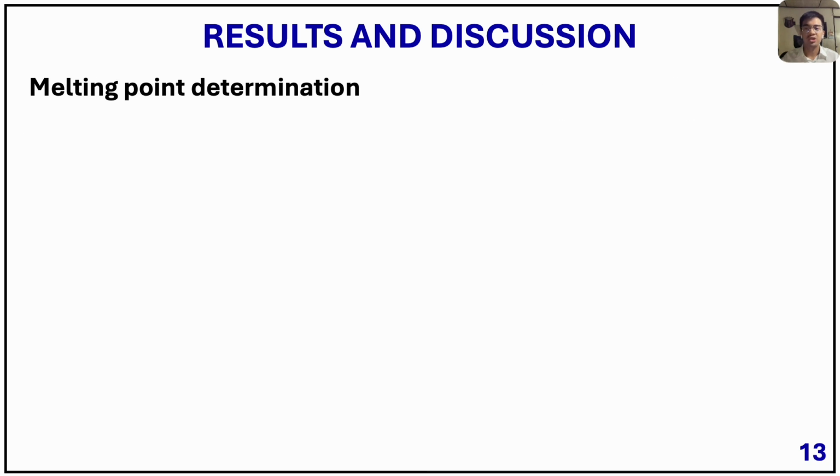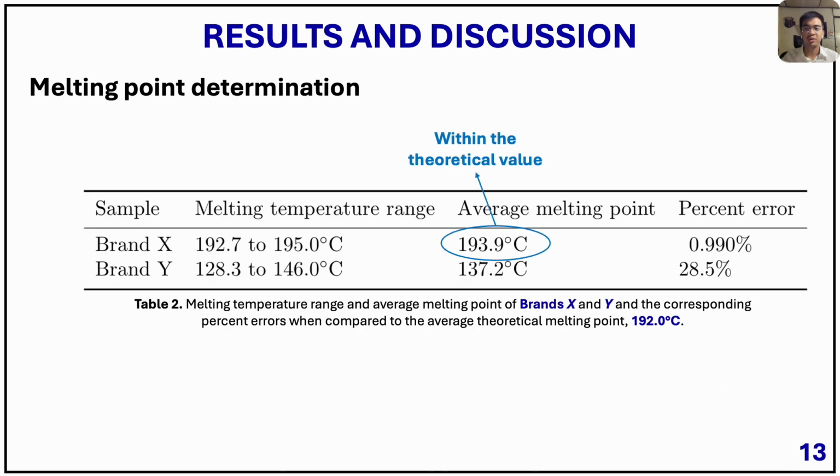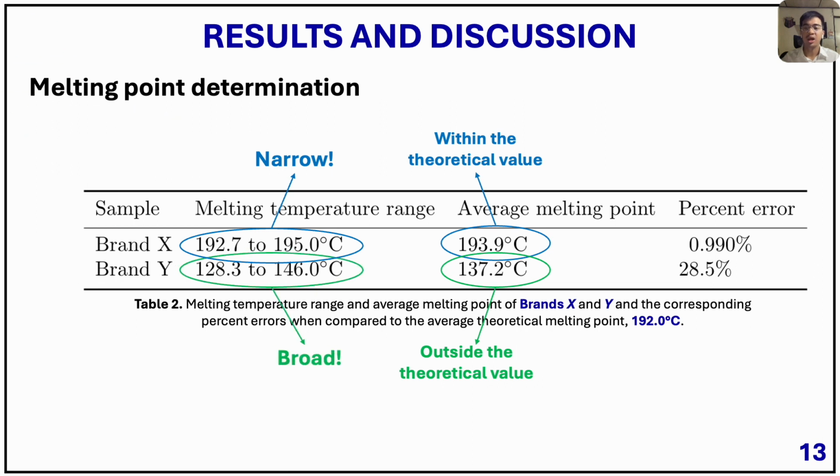In the melting point determination experiment, we see that the average melting point of band X falls within the theoretical value. Furthermore, the observed melting range is narrow. Conversely, the average melting point of band Y significantly deviates from the theoretical, and the observed melting range is broad. This suggests that band X is pure, while band Y is impure, which is consistent with our result in the polarimetry experiment.